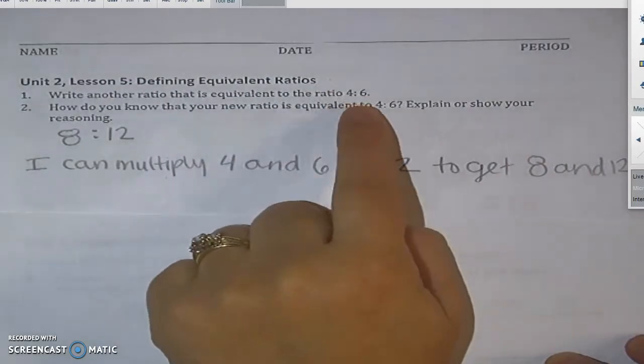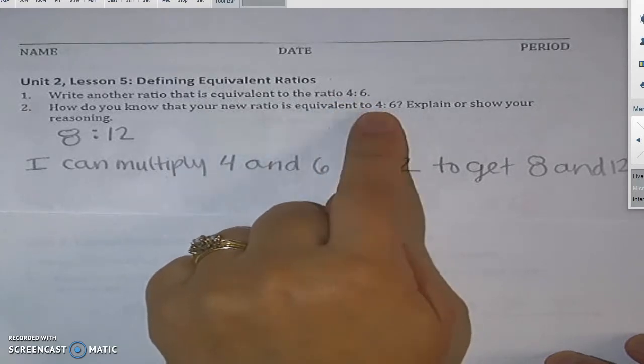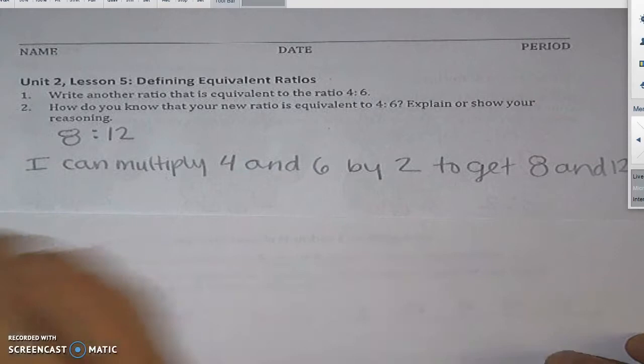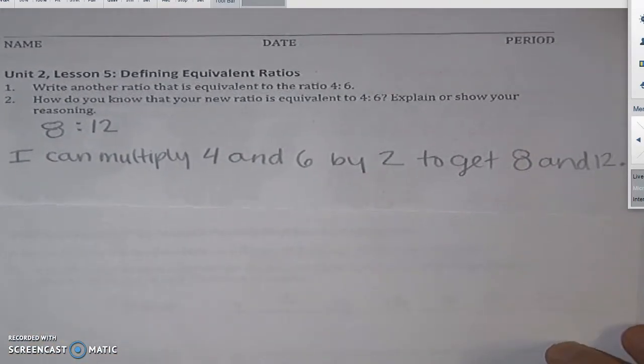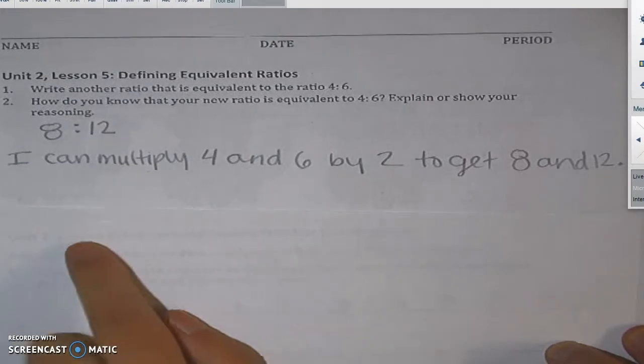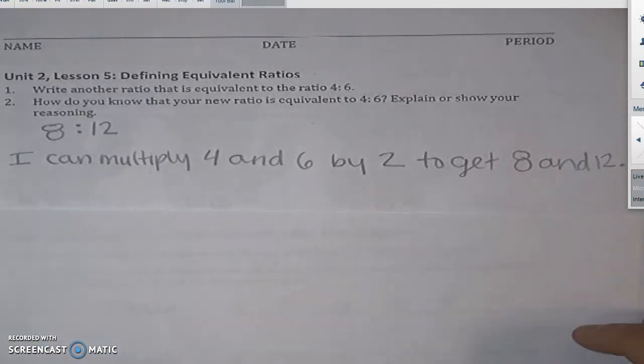So you could have multiplied both of those numbers by anything you wanted. So you could have had 40 to 60, 400 to 600. I went simple and just multiplied by 2, so I got 8 to 12. And how do you know that your new ratio is equivalent to 4 to 6? Explain or show your reasoning. Well, I know that I can multiply 4 and 6 both by 2 to get 8 and 12. So that's how I know that they're equivalent. Okay, that's it for lesson 5.